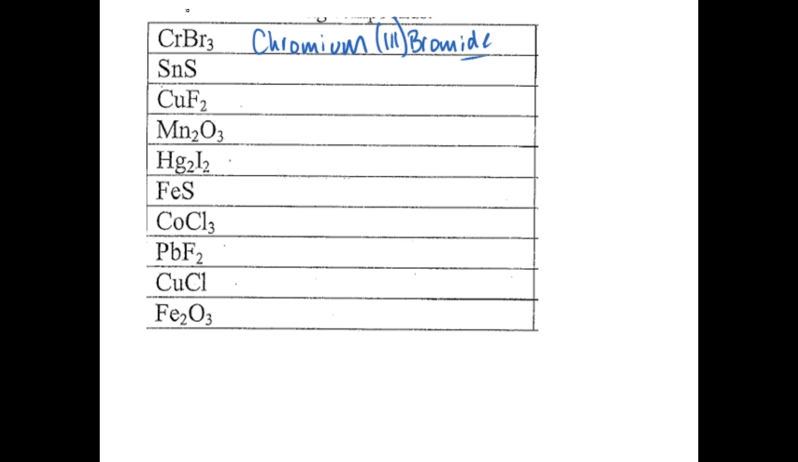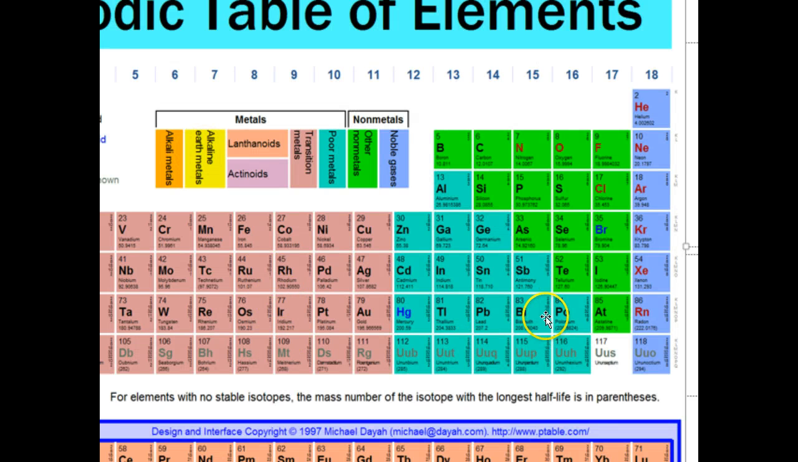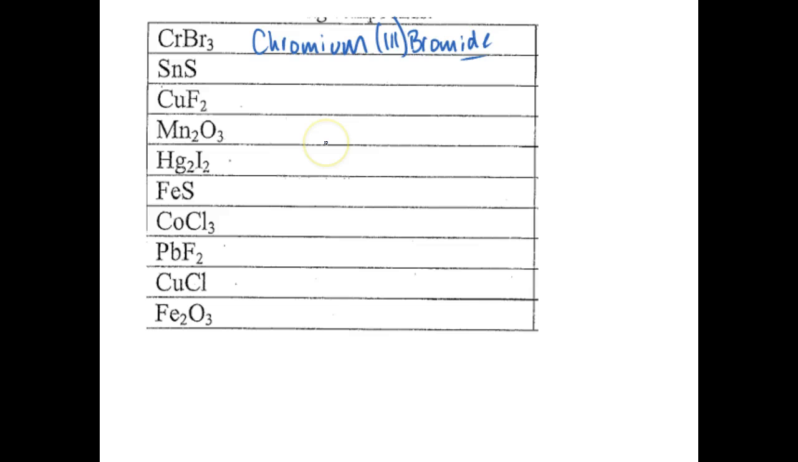All right, SnS. So Sn is tin, and you'll find tin over here. Tin is kind of a poor metal. It has multiple ionization states. And S is sulfur. It wants to get 2 electrons. So the S we know takes a -2 state. So it'll take a 2- charge, this ion.